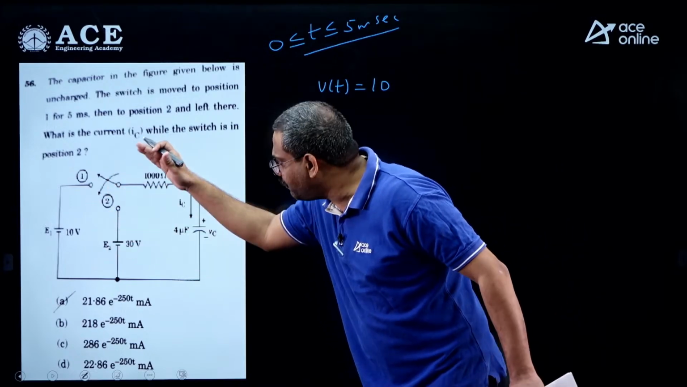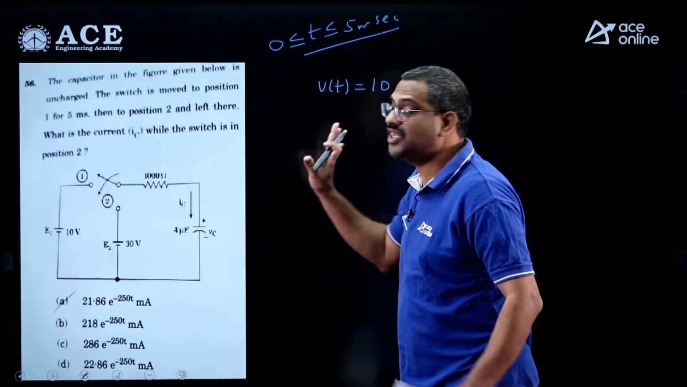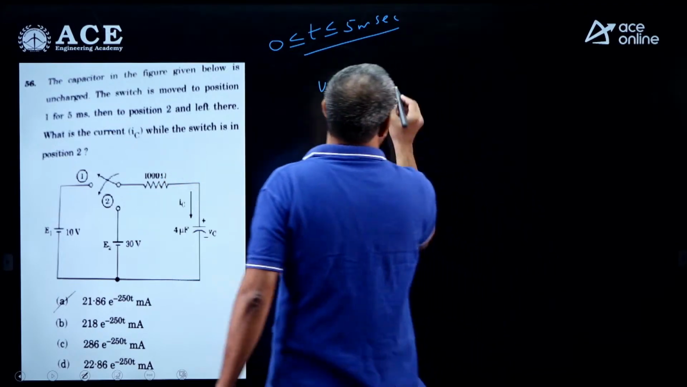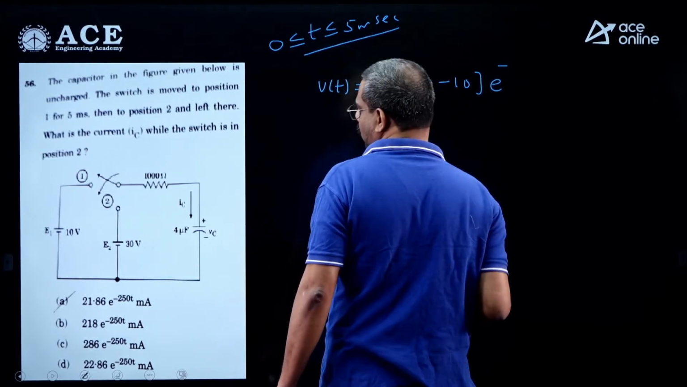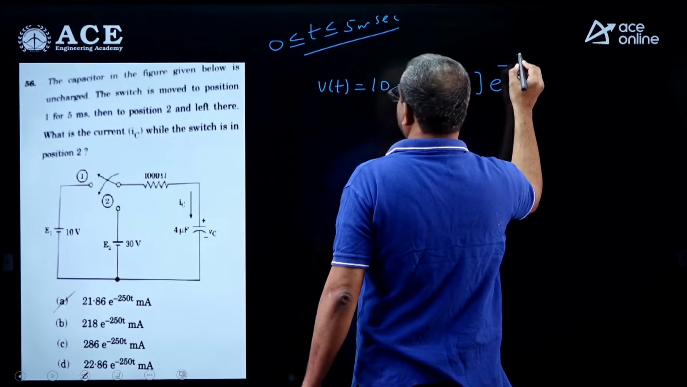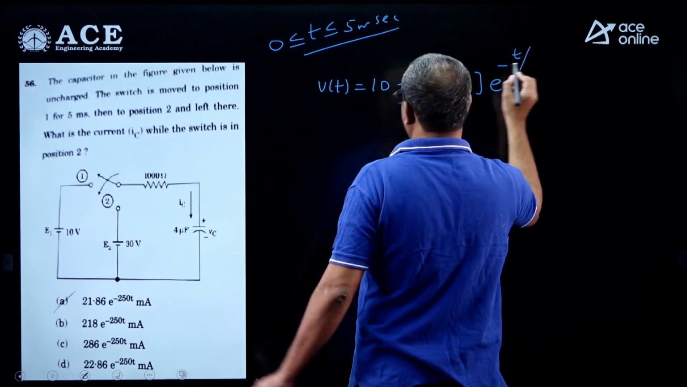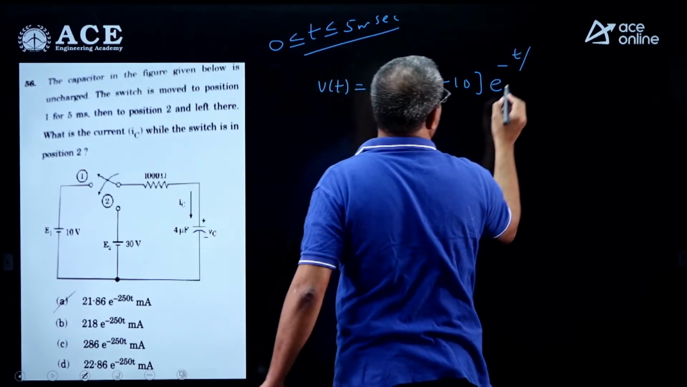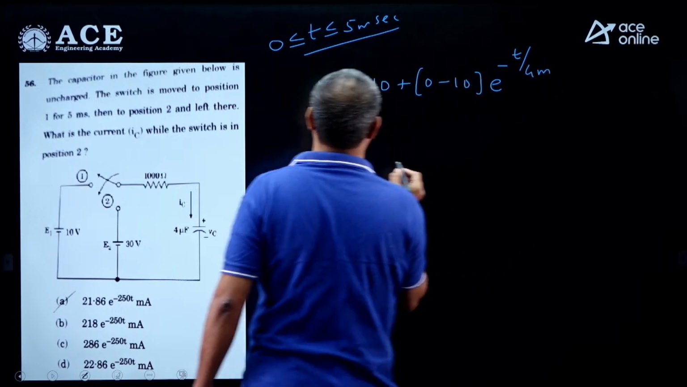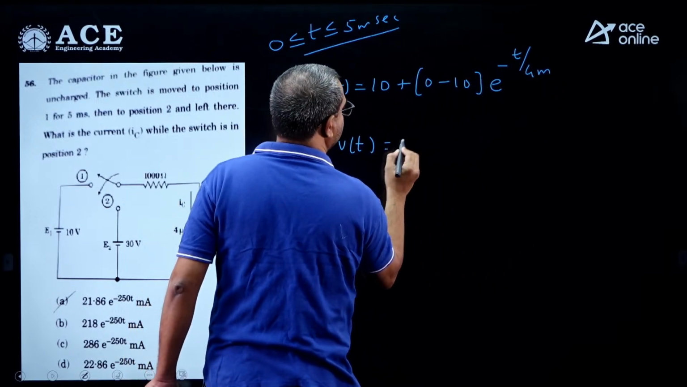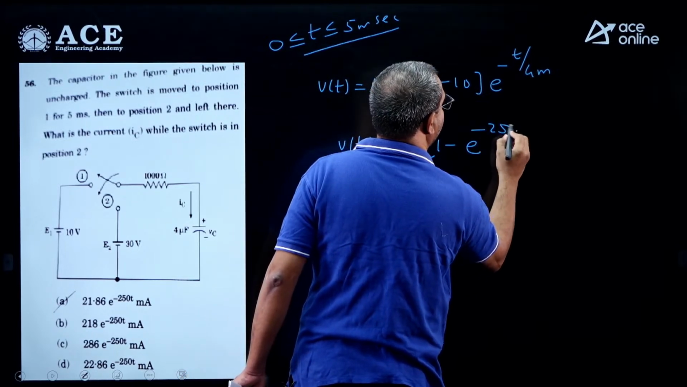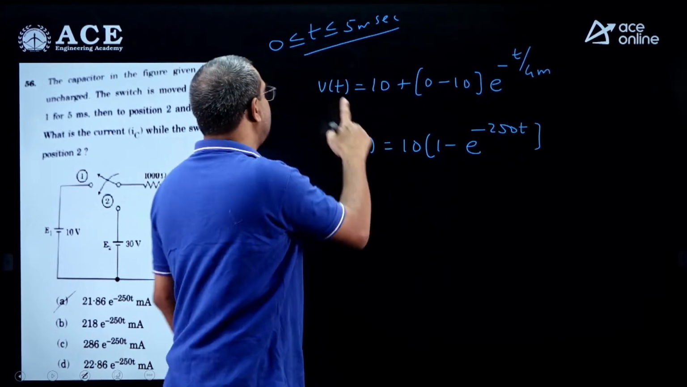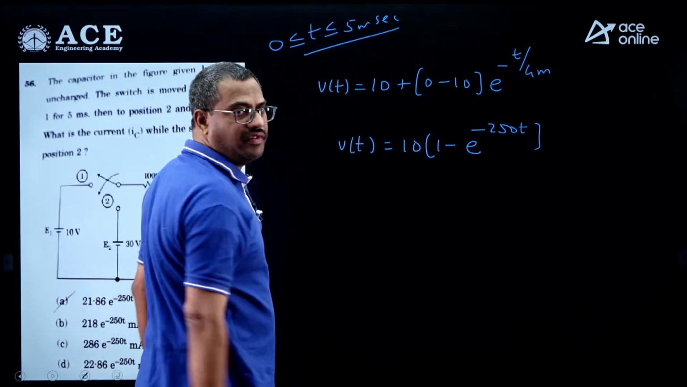But after 5 milli it will change. The solution is valid only up to 5 milli. So V of infinity plus V of 0 minus V of infinity, e power minus t by tau. Tau is how much? 1000 into 4 micro, so 4 milli. So if you write neatly, V of t is 10 into 1 minus e power minus 250 t, the expression for voltage across the capacitor from 0 to 5 milli.